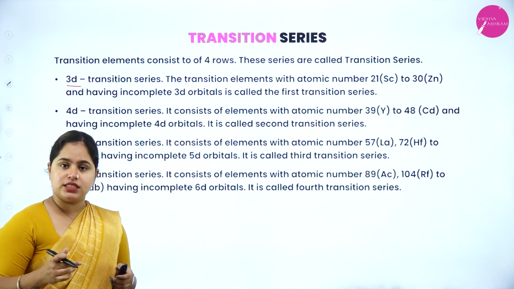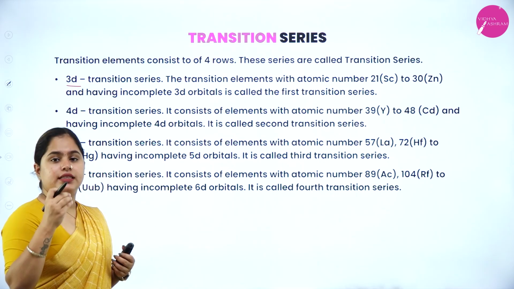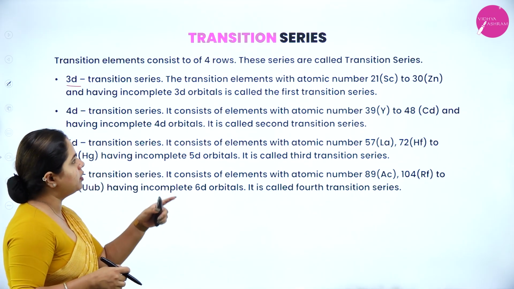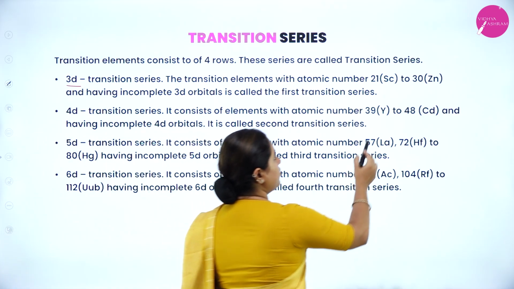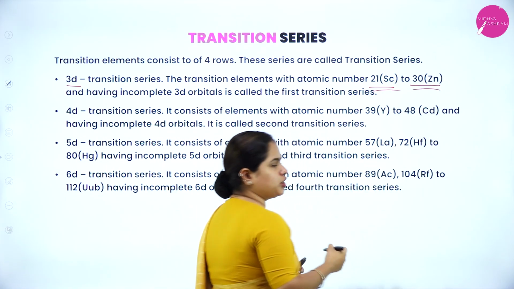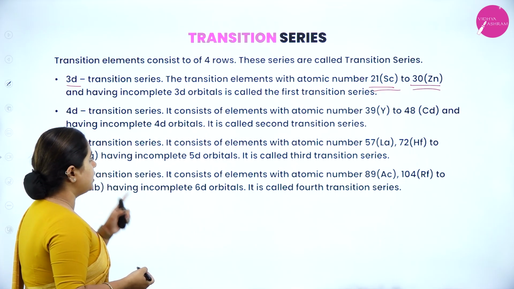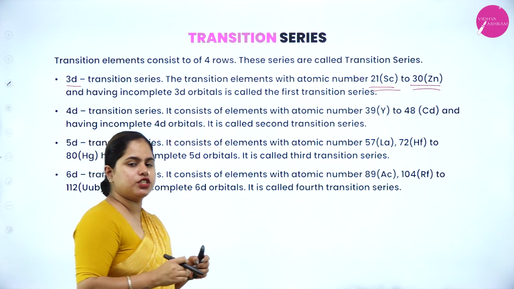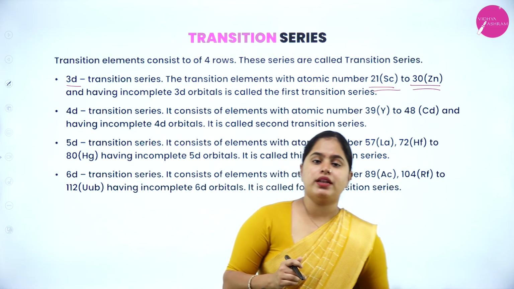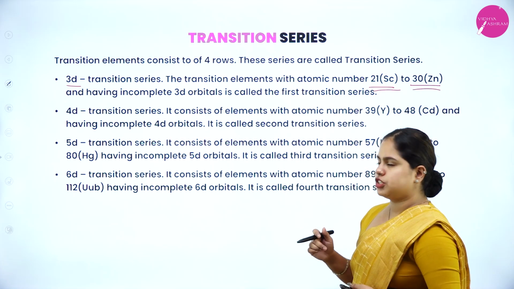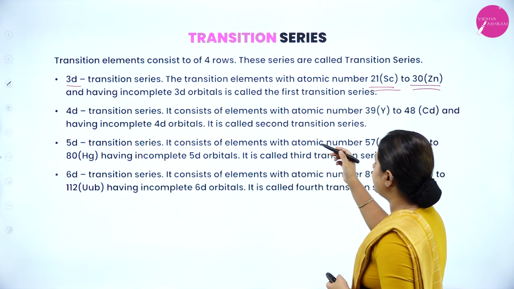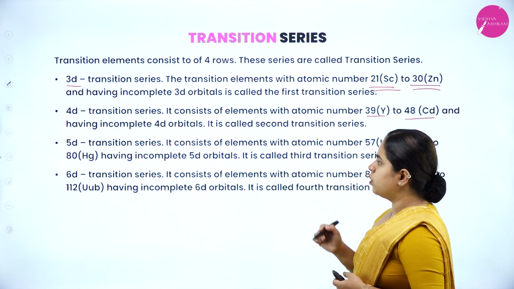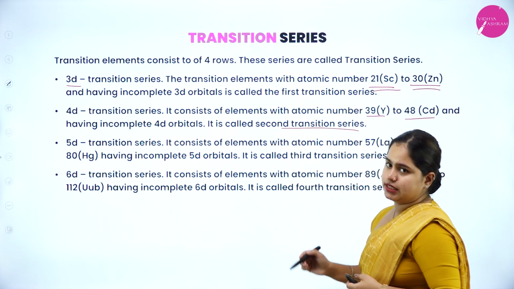Now coming back, the first series is called the 3d series. That means the electrons will be filled into the 3d orbital, right? The transition elements with atomic number 21, that is scandium, to zinc, atomic number 30, and having incomplete 3d orbitals are called the first transition series. So 3d series ranges from scandium to zinc, that is 21 to 30. Now the 4d transition series, the next one, consists of elements with atomic number 39 to 48 and having incomplete 4d orbitals. It is also called the second transition series.